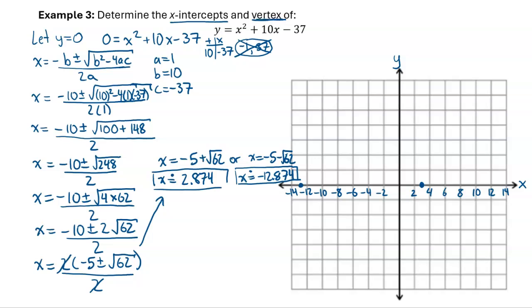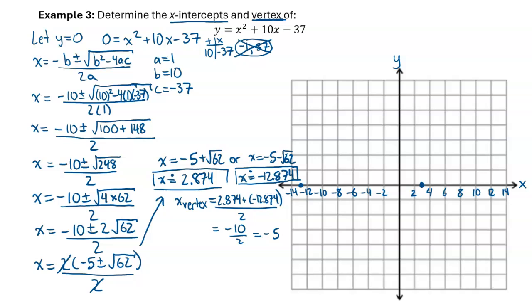Well, the vertex is found by adding the two x values together and dividing by 2. It's the average of the two x values, as it should be because of symmetry of a parabola. So I take my 2.874, I add that to negative 12.874, and I divide it by 2. And what I get is negative 10 over 2, which is negative 5. Now you might think, is there another way to find the x value of the vertex?